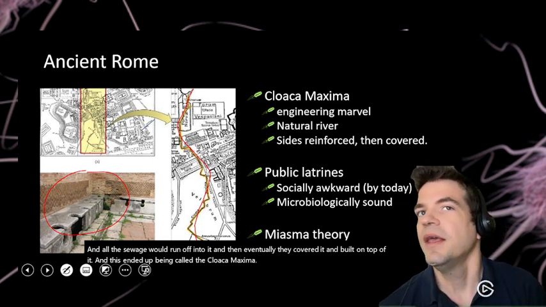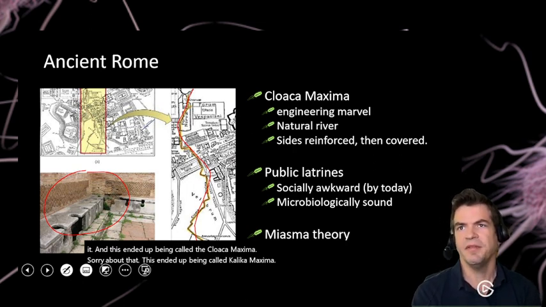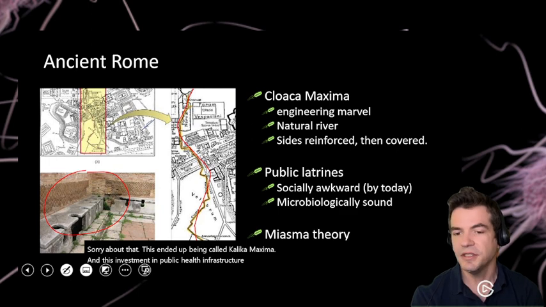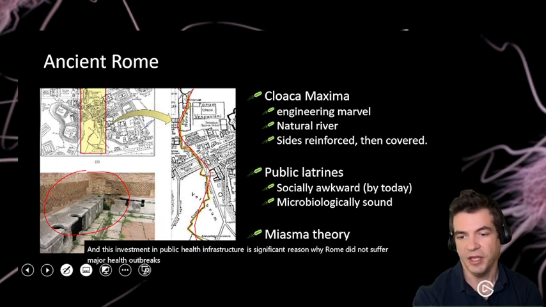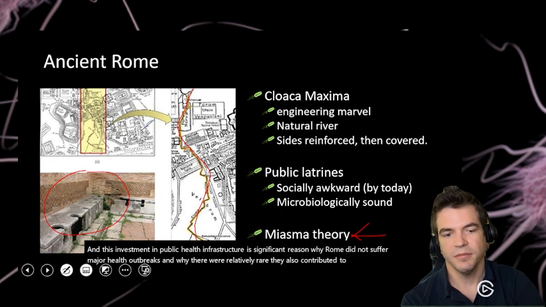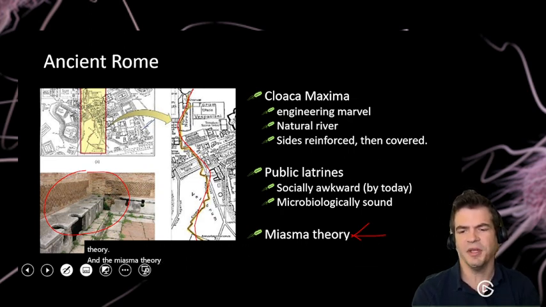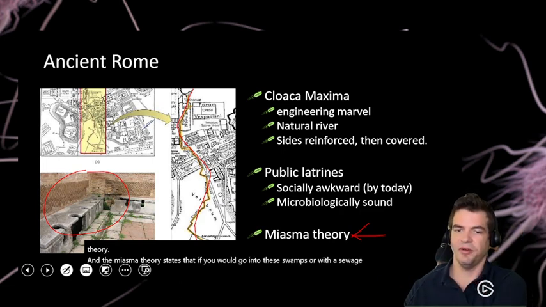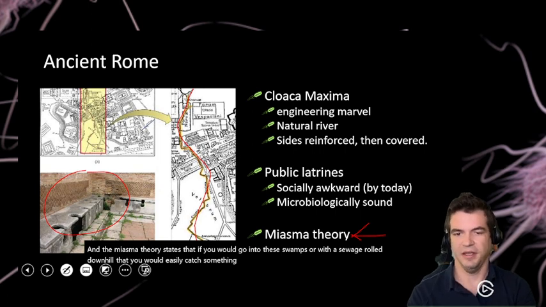Sorry about that. This ended up being called the Cloaca Maxima, and this investment in public health infrastructure is a significant reason why Rome did not suffer major health outbreaks and why they were relatively rare. They also contributed to a miasma theory. The miasma theory states that if you would go into these swamps or where the sewage rolled downhill, that you would easily catch something. And that's not too far from the truth.